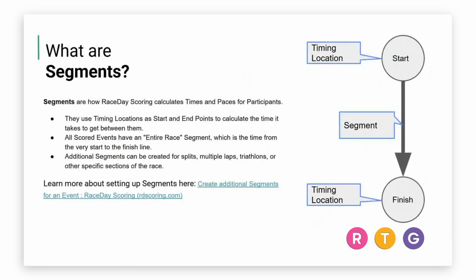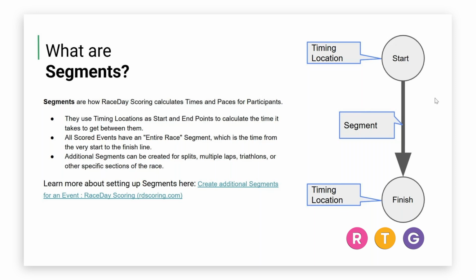They're basically how RaceDay scoring calculates times and paces for participants. And they use a bunch of different information to generate those times. They use timing locations as start and end points to each segment to calculate the time it takes to get between those locations. Basically, over on the right here, I have a little graphic. Participant goes from start to finish. The segment is the time it takes to get from start to finish.